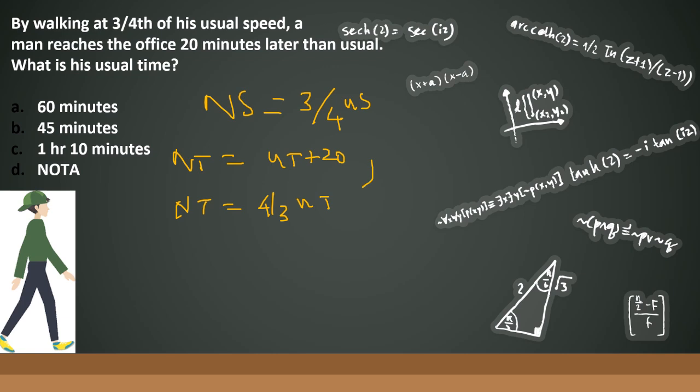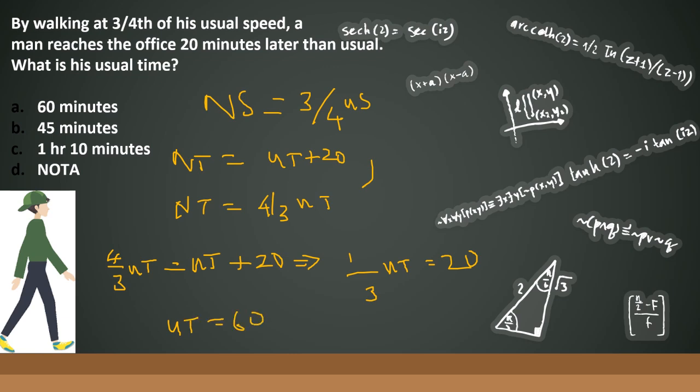So it very well says that 4/3 of the usual time will be equal to the usual time plus 20 minutes. So I can bring this usual time to the other side. 4/3 minus 1 gives me 1/3. So 1/3 of the usual time is equal to 20 minutes. So my usual time is 20 into 3, 60 minutes, and option A is my answer.